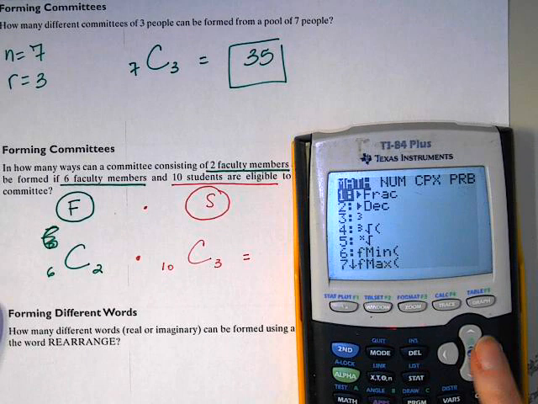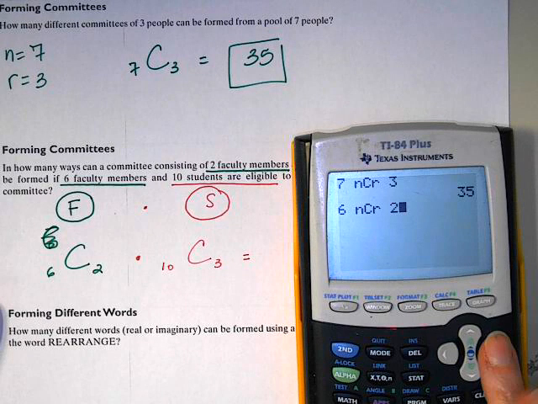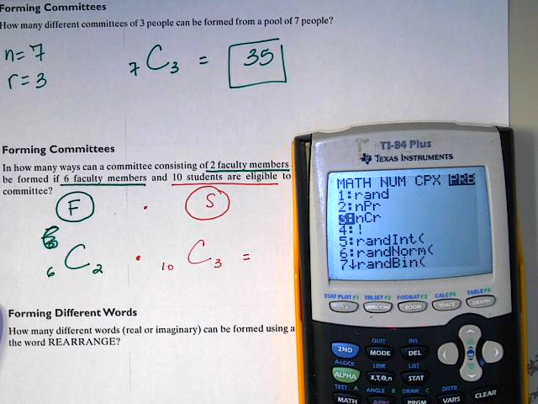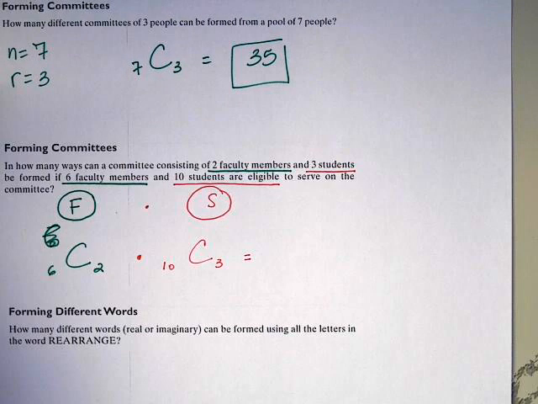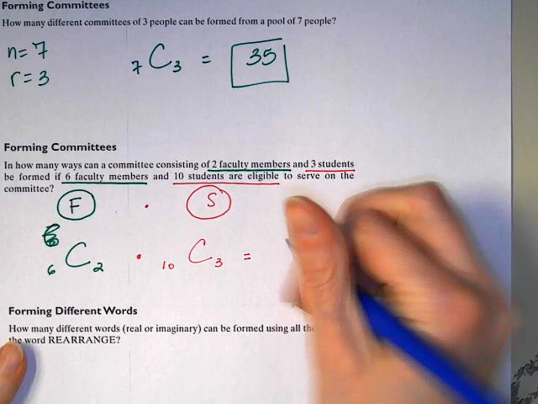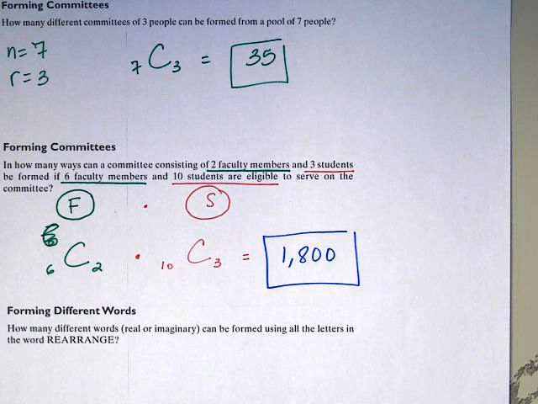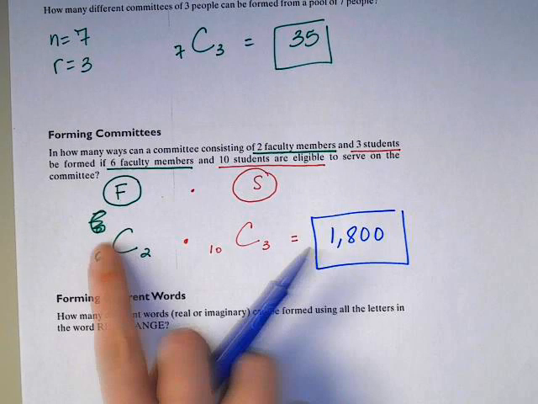So 6 choose 2 times 10 choose 3. I got 1,800 as the final answer. All right, so not that much harder, just 2 different situations, just multiply.